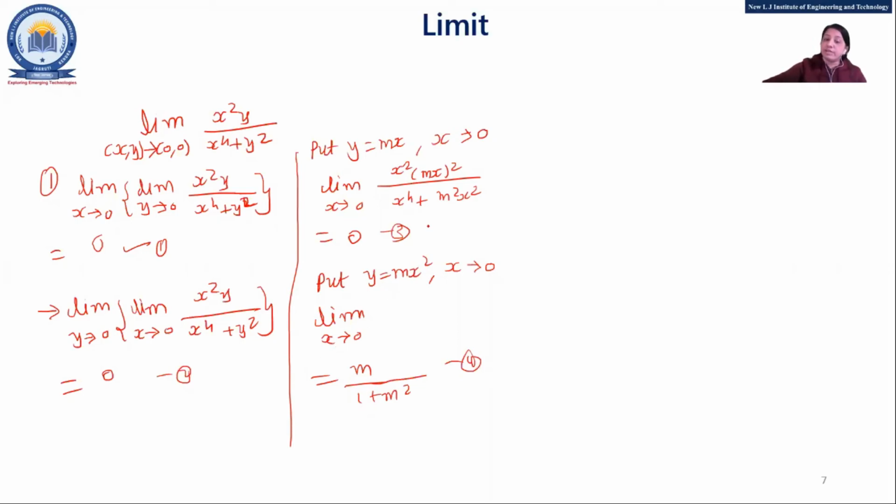Up to y equal to mx, all are 0, but at y equal to mx square, you will get m upon 1 plus m square. So what happened? That is different. That means the limit does not exist, right? So this type of example can be asked. Not that frequently, but it may be asked.